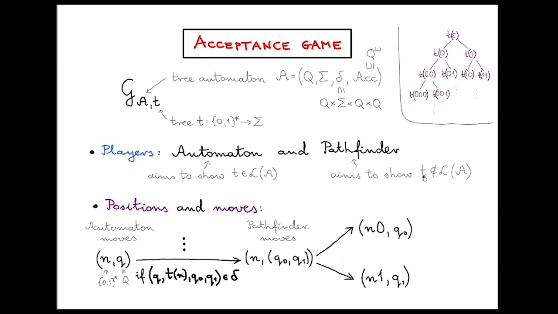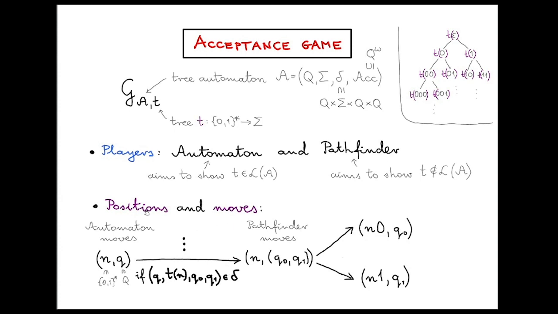So we are going to capture this condition instead game theoretically. So we have two players, the automaton and the pathfinder, but what are the positions and moves, and then what is the winning condition?